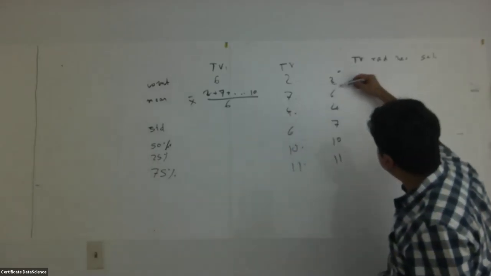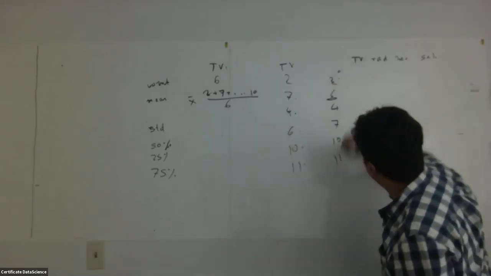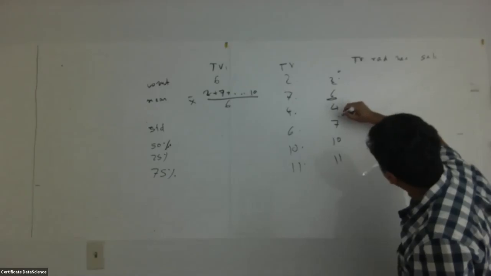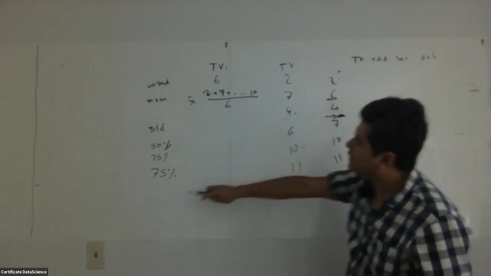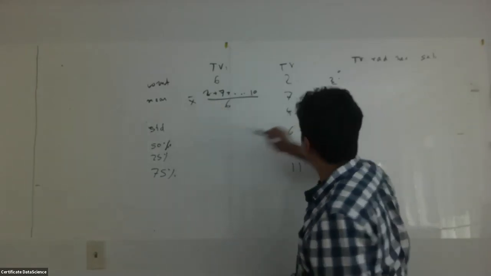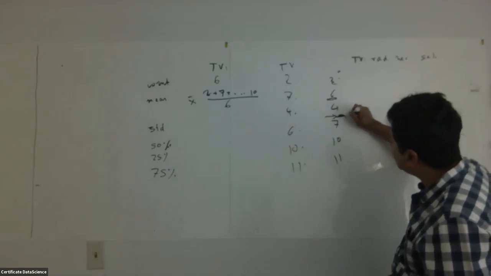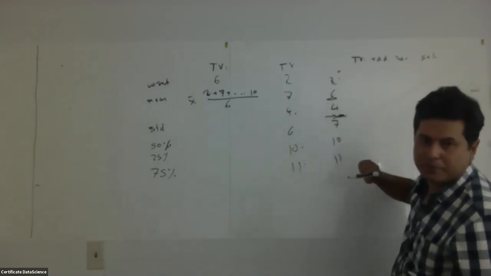The 25 percentile will be from this side. The 50 percentile will be in the middle, it's about the average of these two. This is where it is. So this is what it means. A 25 percentile means your value is such that 25% of the numbers are below you.